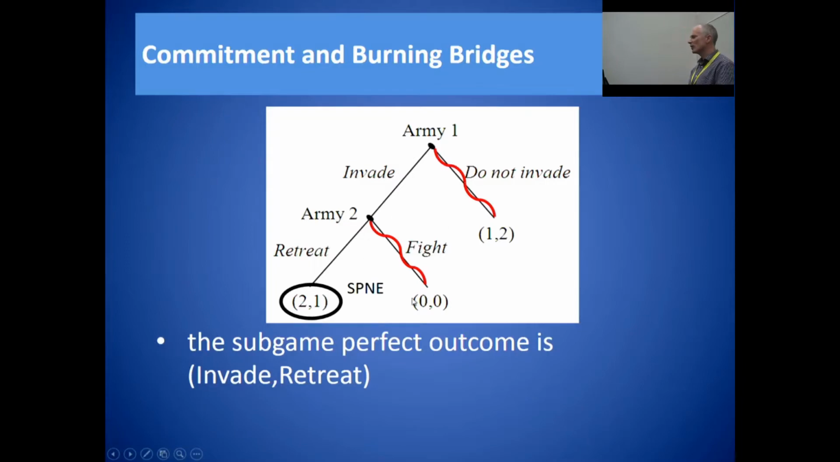then what would Army 1 do? Would it invade, knowing that a fight is inevitable, and get a payoff of 0? Or would it choose not to invade in the first place and get a payoff of 1? It would much rather choose the latter. But the reason it doesn't is because this commitment to fight is not credible. It doesn't matter what Army 2 says, as soon as an invasion takes place, it will retreat.